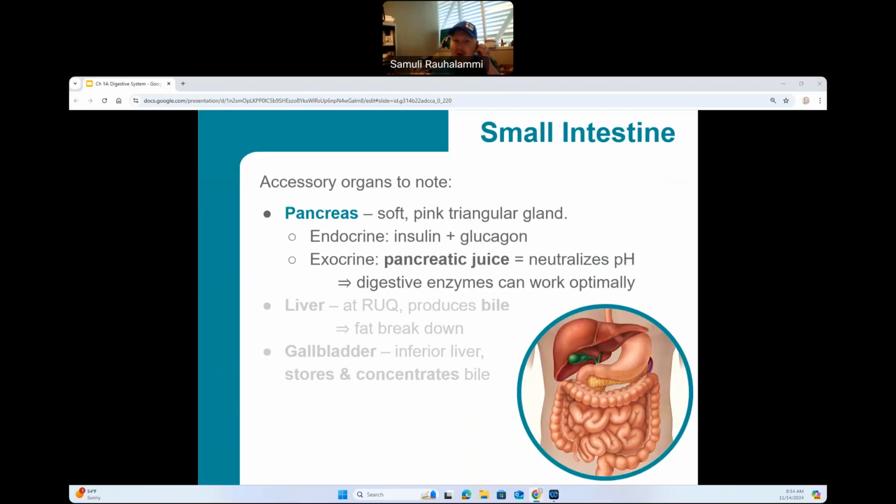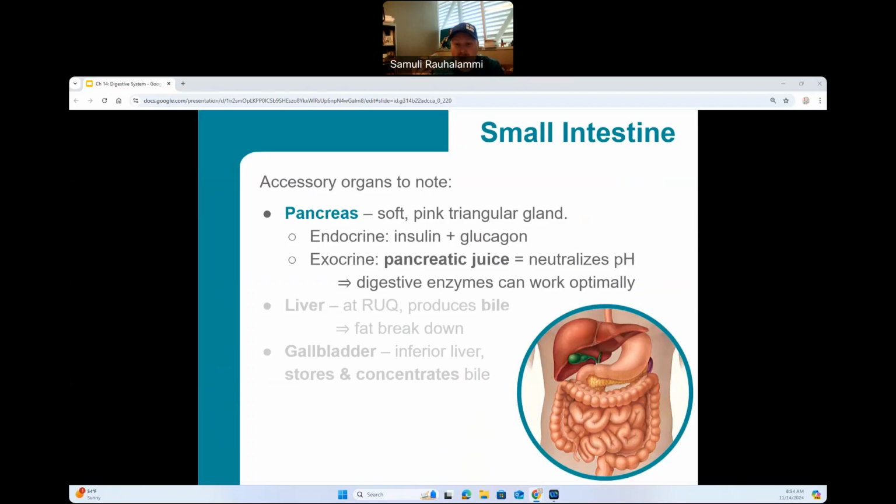Our interest now is in the exocrine function of the pancreas, and the exocrine function is to produce pancreatic juice. This is released into the duodenum via the hepatopancreatic ampulla, this little opening through which secretions from the pancreas and also from the liver and gallbladder enter the duodenum.